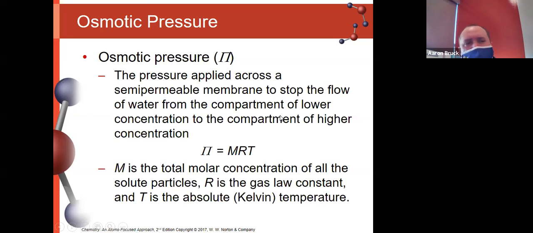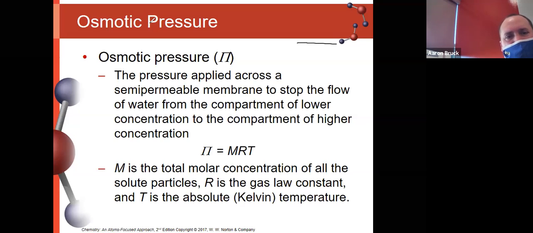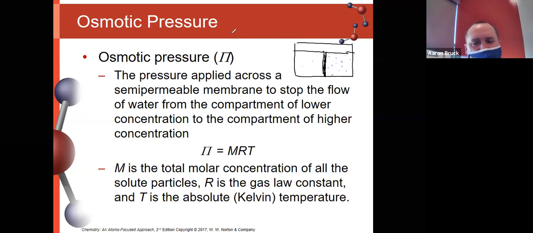Well, with this movement of particles from one side to the other, we know that there's going to be a natural progression in the solution on one side. Let me just draw us a picture here to help us visualize this. Let's say that I've got a solution separated by this membrane. On one side, I've got a whole bunch of solute. On the other side, I don't have very much.